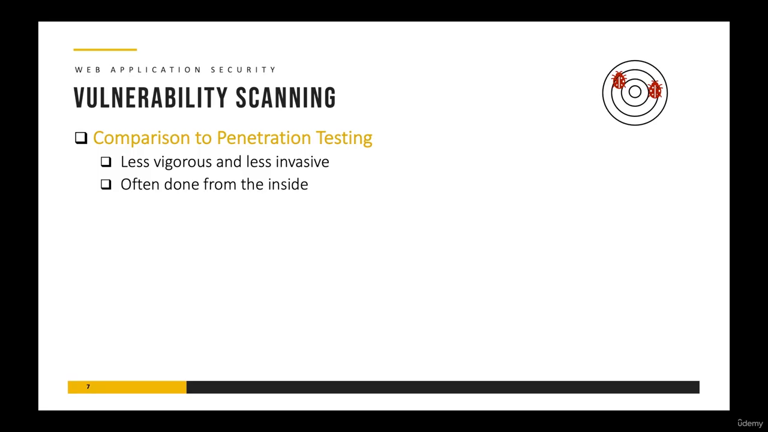Another key difference is that penetration testing is often done from outside. So basically, you sometimes hire third parties and they try to penetrate your network from the outside. In contrast, vulnerability scanning is a routine process which is done from inside your network. Vulnerability scanning involves activities such as port scanning and vulnerability scanning, and we have tools available for both of those.